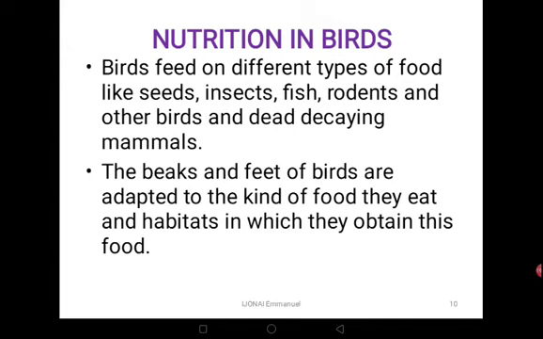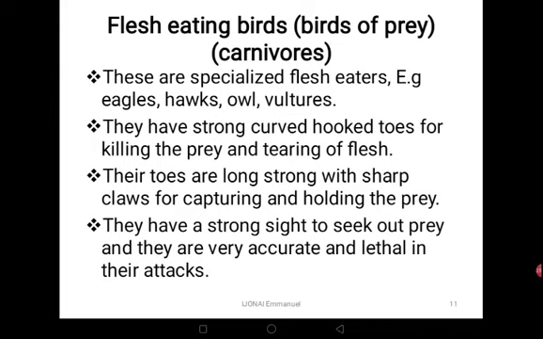So what do they have? They have strong, curved, hooked toes for killing the prey and tearing the flesh. When you look at their toes, they are very sharp claws for capturing the prey and tearing it. Their toes are long, strong and sharp claws for capturing and holding the prey. They have strong sight to seek out prey, and they are very accurate and lethal in their attacks. When you look at, for example, an eagle, it has very sharp claws, but at the same time very good eyesight. They can see for a very long distance.